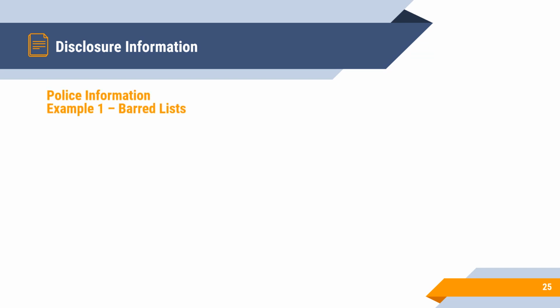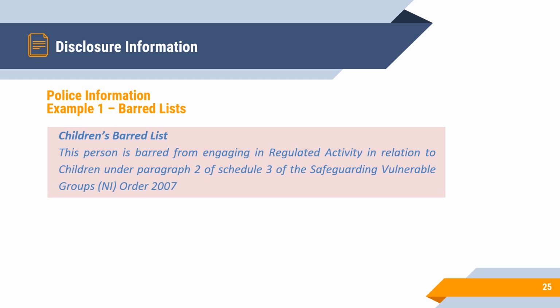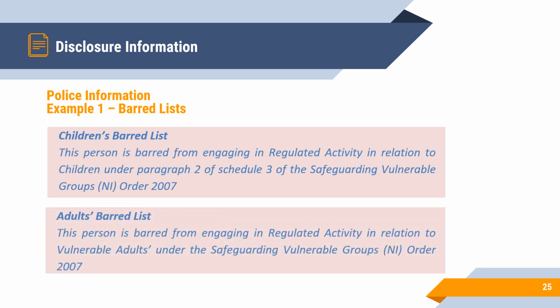If the applicant is included on the children's barred list, this form of words will be included on the disclosure certificate. If the applicant is on the adults barred list, then this form of words will be included on the disclosure. There are some 90,000 people on the DBS barred lists, with a significant proportion on both lists. If they are included on both lists and a search of both lists is required for the role they're seeking to undertake, then both barred list messages will be included on the disclosure certificate.